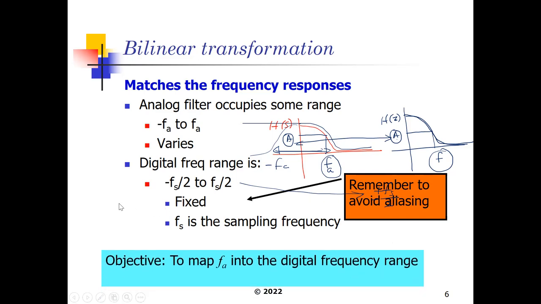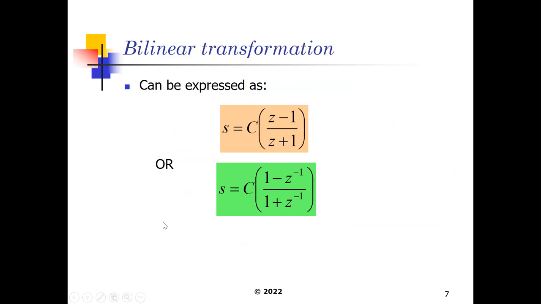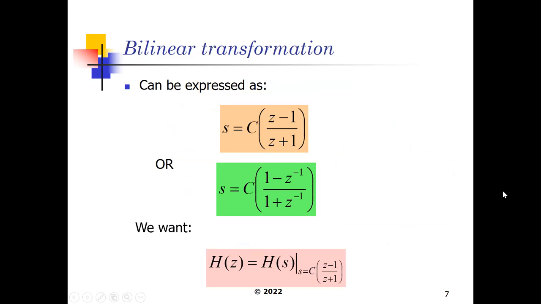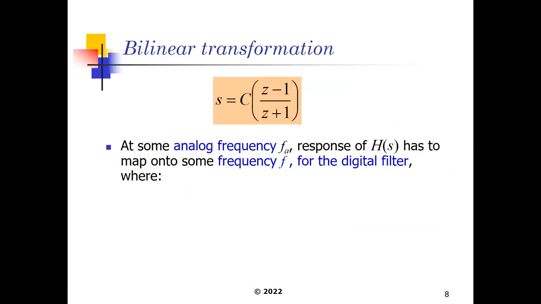Good, thanks. So the objective is to map F_A, this is what we know, into this range, which is plus or minus FS over 2. And if we do it properly, then we basically map the analog filter into some discrete filter design, okay? We saw this already, so we have two versions of this. And what we want therefore is that H(Z), you take whatever H(S) is, you substitute S equal to this into it, and then you get the transfer function of the filter that you're trying to design. So we're going to see how that works, right?